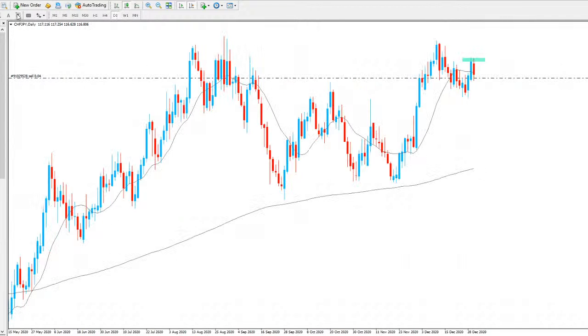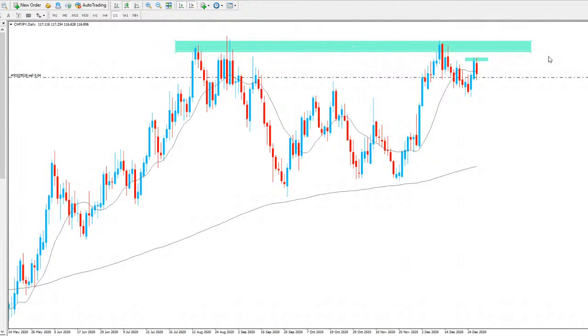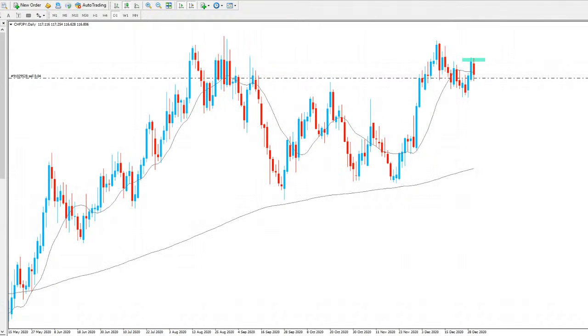As you can see, we're kind of just right back at the swing highs here. We did see some rejection from the last time we tested this high, so again looking to take that further to the downside for CHF JPY. And last, we're going to take a look at CAD JPY.